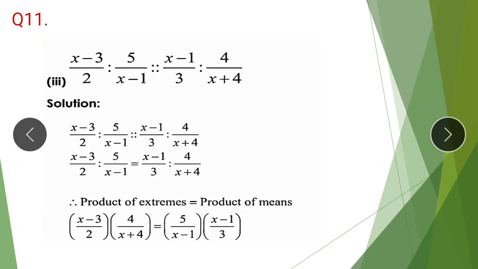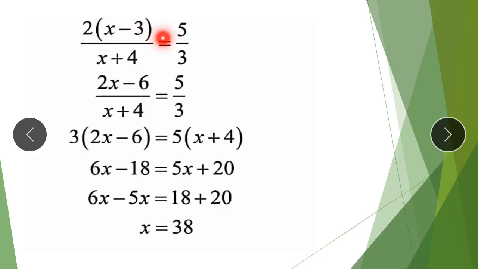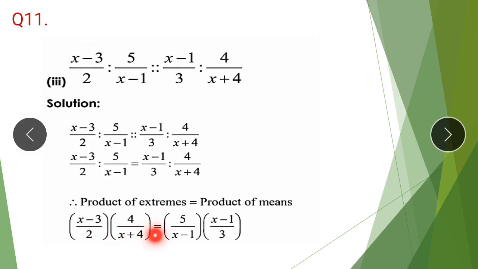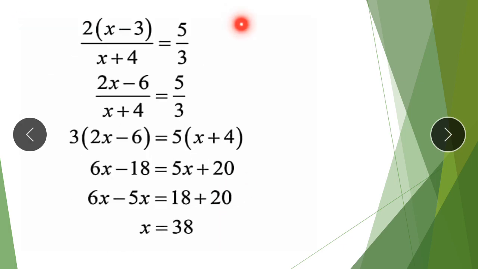Next question is question number 11, the third part of the same question. Again, we have to go with the product of extremes and product of means here. So this is the product of extremes, and this is the product of means. You can cancel 2: 1 2 is 2, and 2 2s are 4 here. So you will get as a result 2x minus 3. This is x plus 4, and x minus 1 and x minus 1 will get cancelled, and you will get 5 upon 3.